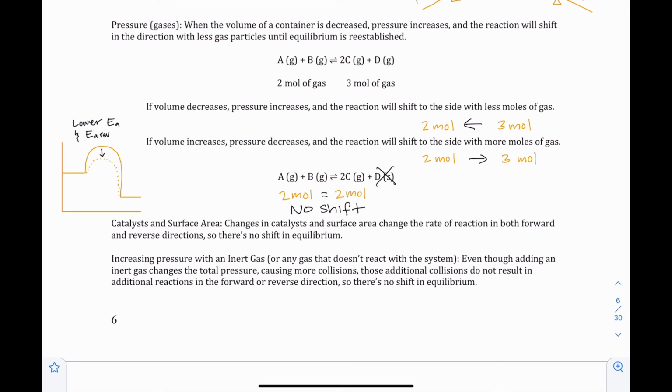The other change that won't affect equilibrium is the addition of inert or noble gases, or really any gas that doesn't react with the system. Gases that don't react don't affect the reactants or the products, so they also won't cause a shift in either direction.